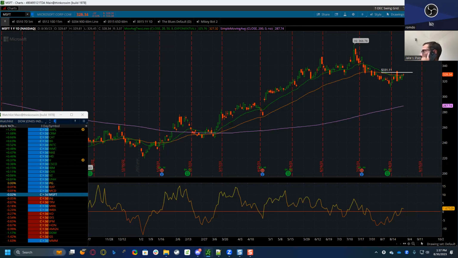Yep, the IBD 50 is a great list. And there's an ETF for that too, for people that just want to trade the ETF.